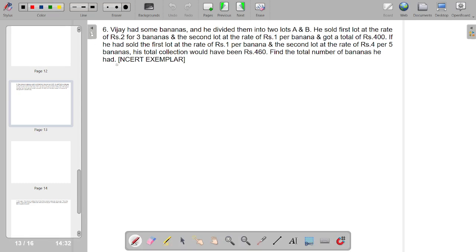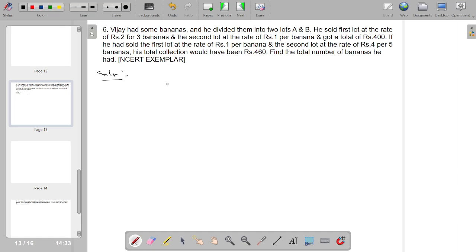Okay, the next problem says Vijay had some bananas and he divided them into two lots, A and B, lot A and lot B. He sold the first lot at the rate of rupees 2 for 3 bananas and the second lot at the rate of rupees 1 per banana and got a total of 400 rupees when he sold lot A. So if he had sold the first lot at the rate of 1 per banana and the second lot at the rate of 4 rupees per 5 bananas, his total collection would have been 460 rupees. Find the total number of bananas he had.